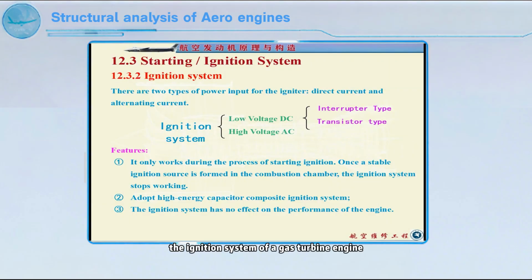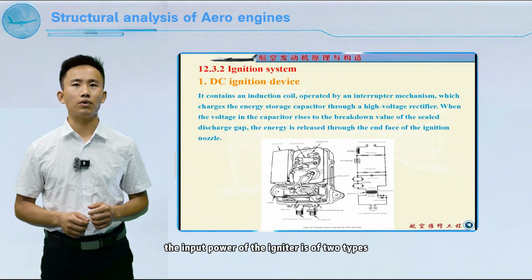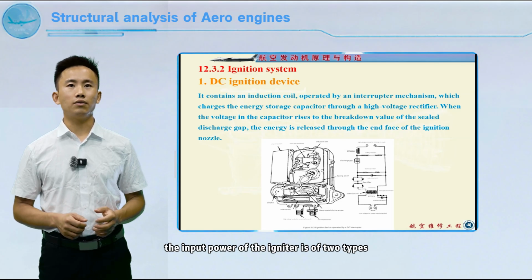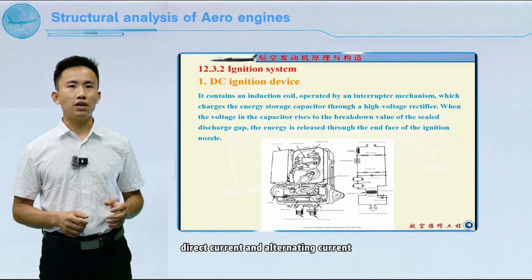The ignition system of a gas turbine engine has the following features. First, it only works during the starting and ignition process. Once a stable ignition source is formed in the combustion chamber, the ignition system stops working. Second, adopt high-energy capacitor composite ignition system. Third, the ignition system has no effect on the performance of the engine. The input power of the igniter is of two types, direct current and alternating current.